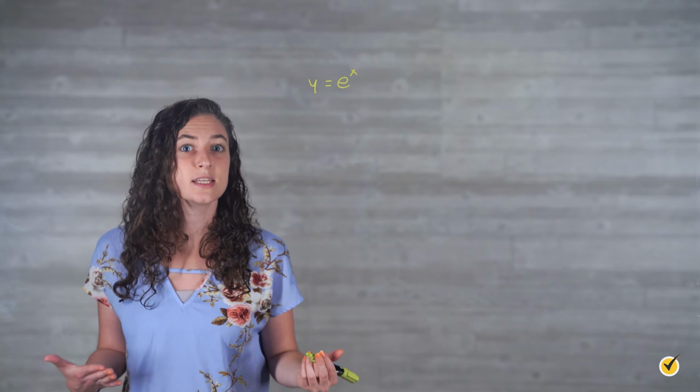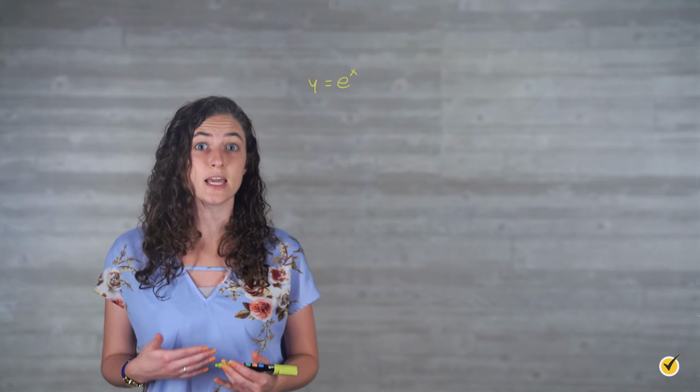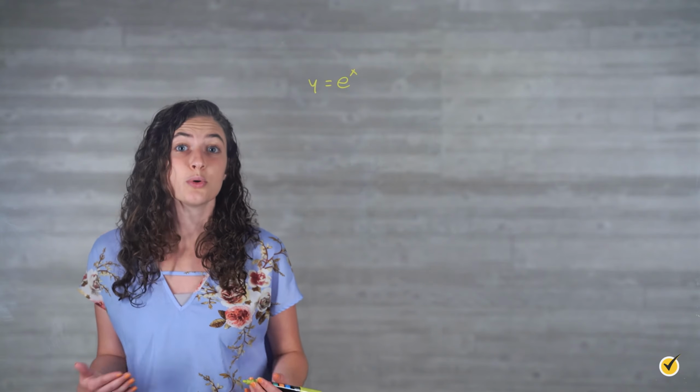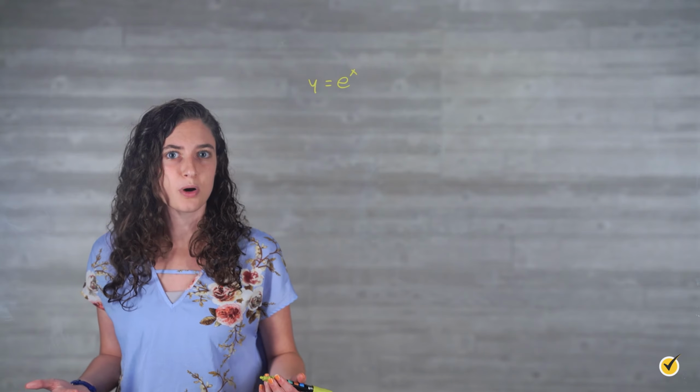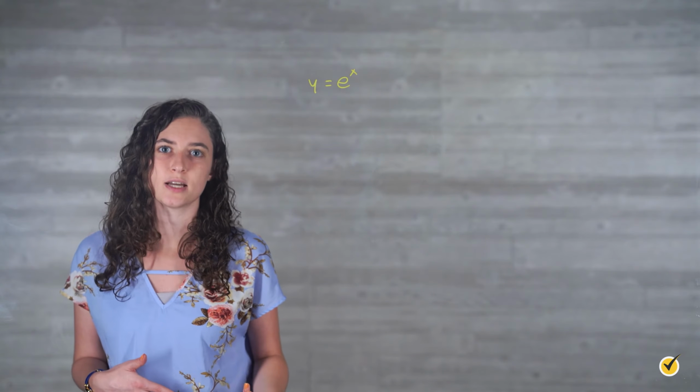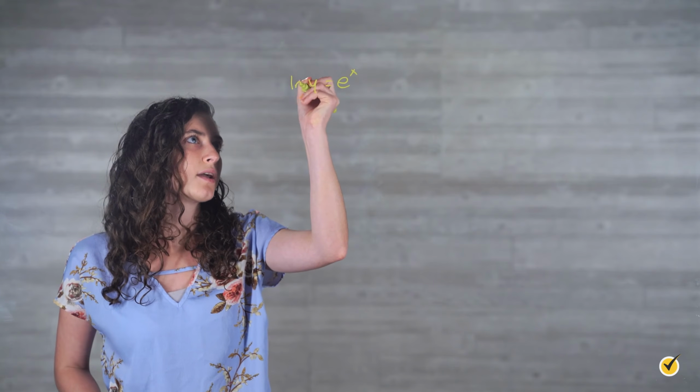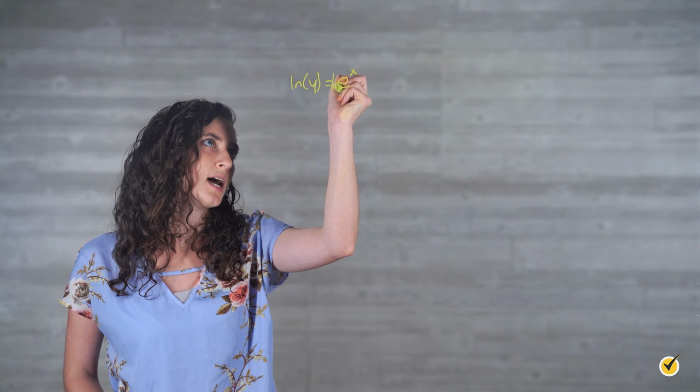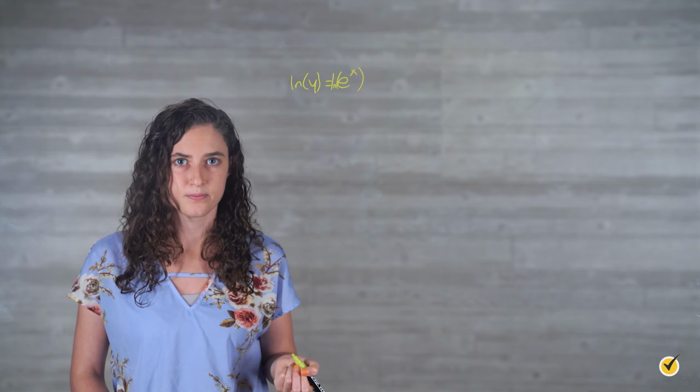Now remember, we said that the natural exponential function is the inverse of the natural log. We will use this fact along with a special property of ln to modify our starting expression. First, let's take the natural log of both sides so that we have the ln of y is equal to the ln of e to the x.